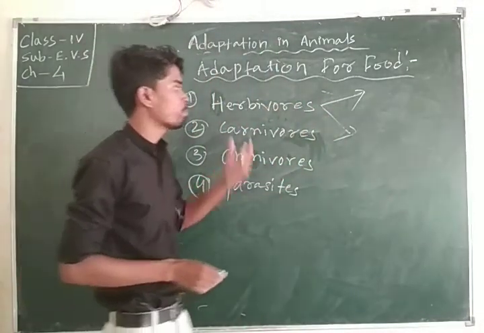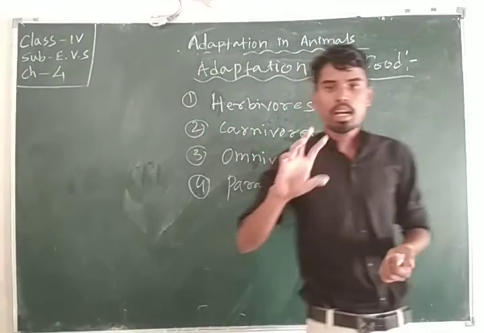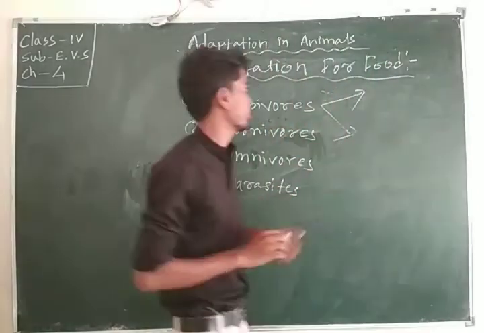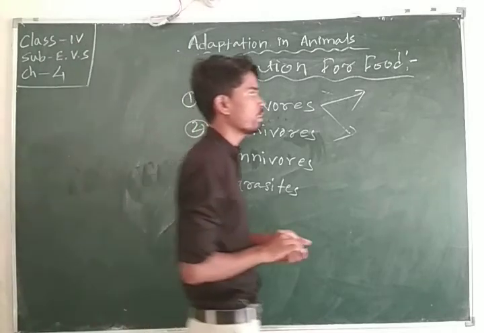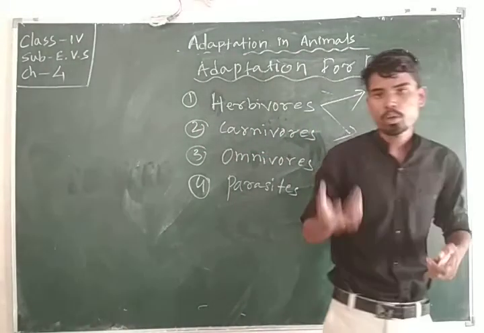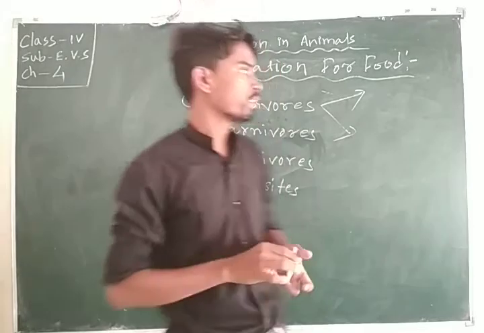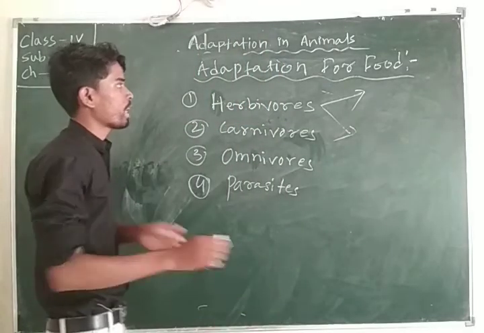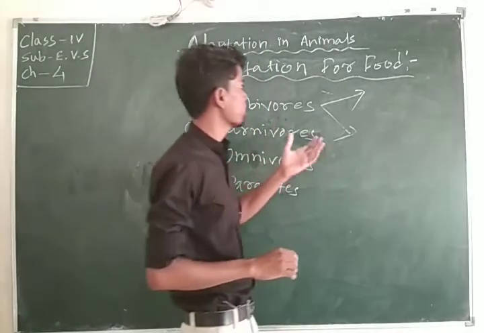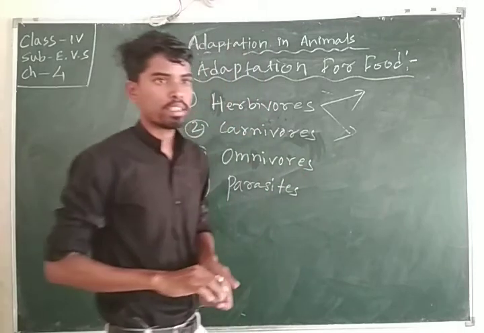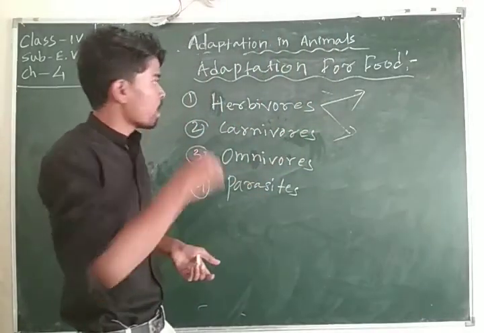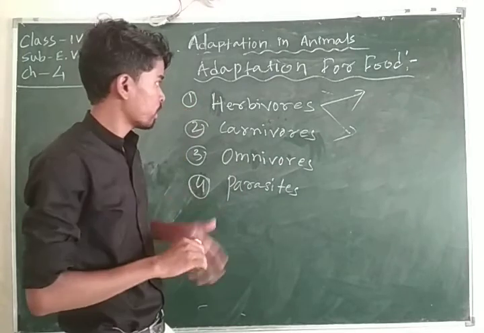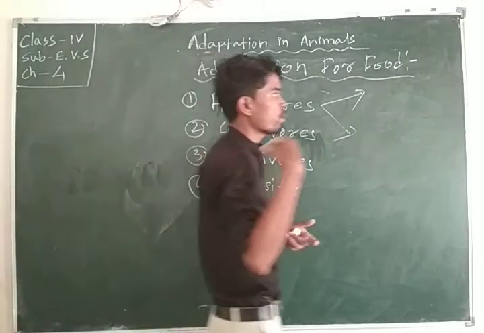And what is the adaptation, the characteristic of herbivores? Herbivores have sharp teeth, and they have types of teeth: molar, premolar, canine, and incisor. The molar and premolar are mainly for chewing the food.